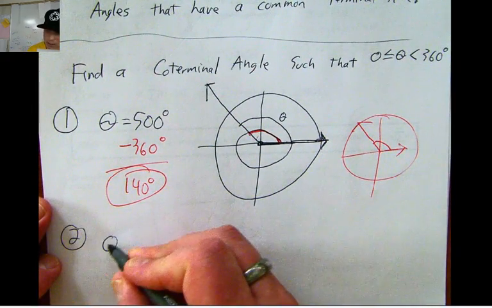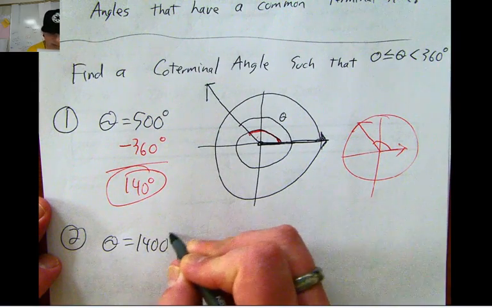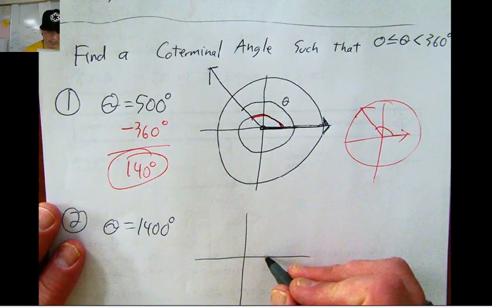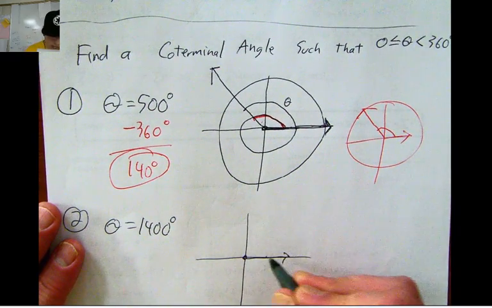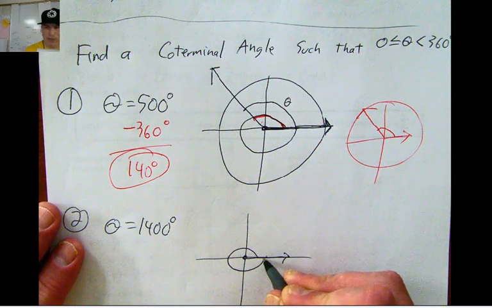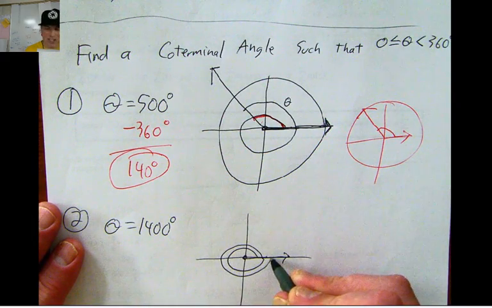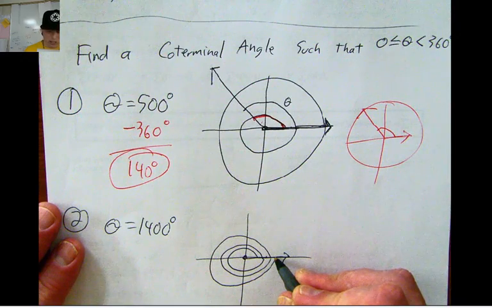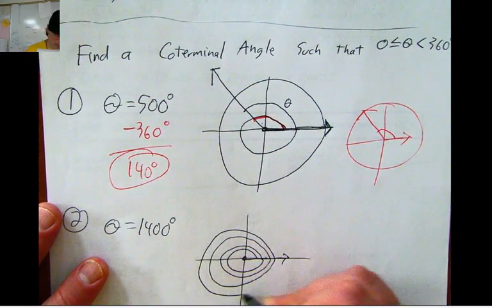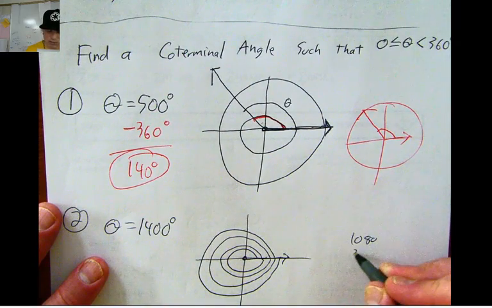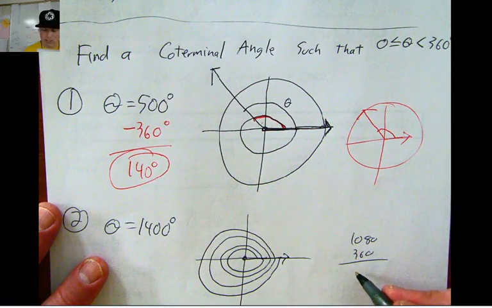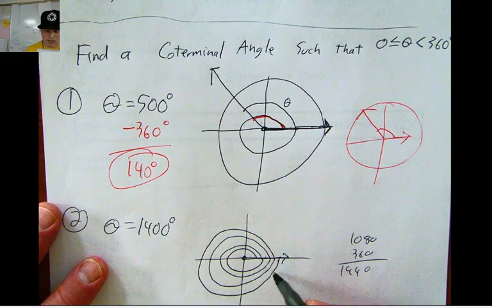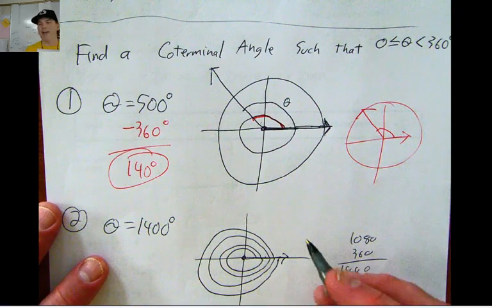Number 2, let's say that theta equals 1400 degrees. So really quickly drawing that one, draw your initial side. You go once around the circle, 360, twice, 720, 3 times, 1080, 4 times, 1080 plus 360, 1440. So the answer is probably right around here. But I don't need to keep doing all these drawings.